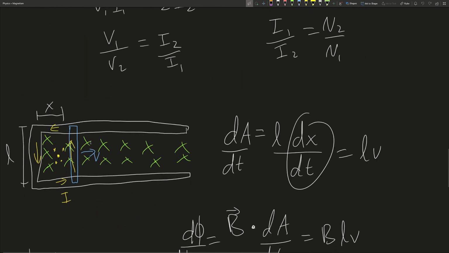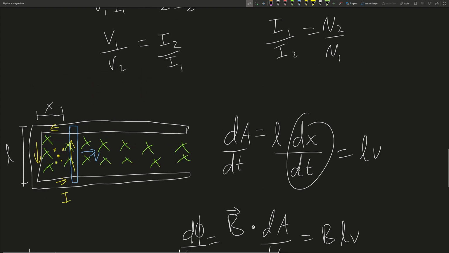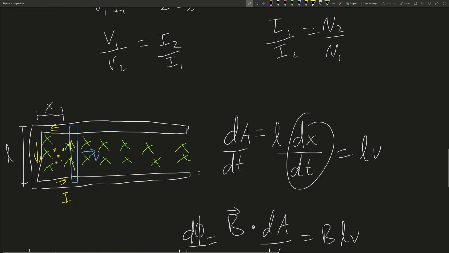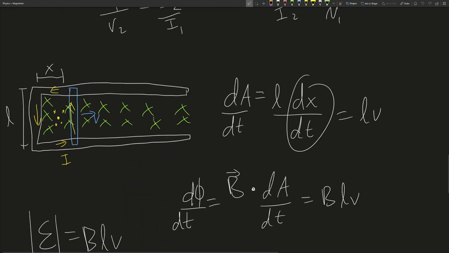We see that you can use Faraday's law and Lenz's law with the right-hand rule to find the direction of the current in this scenario. And then here we can see that you can use the Lorentz force on the electrons, or the actual charges inside the conductor, to find the direction of the current induced when this conductor moves through the magnetic field.